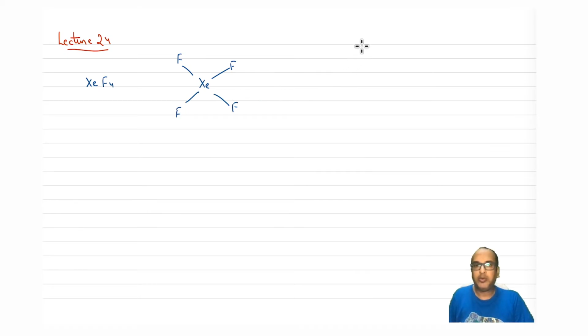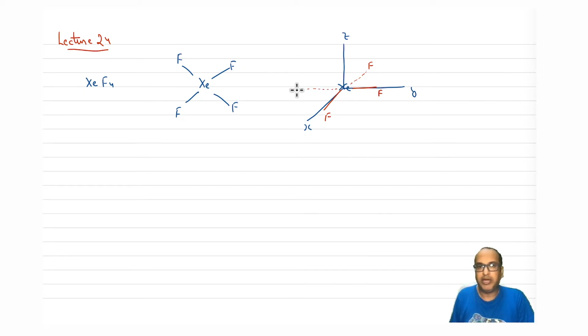Now we have learned how to orient this molecule along the axis, right? Because for unit vector transformations, it will be important to orient the molecules along the axis. So you have X, Y, Z, and you have Xe at the center, with two Xe-F bonds along the X axis and two Xe-F bonds along the Y axis, that is Y and minus Y. Right? So now we should be able to comfortably tell where all the symmetry elements are present.